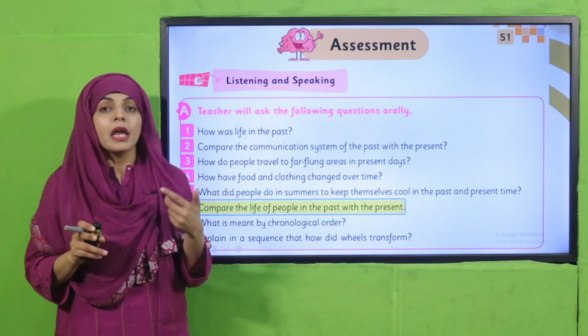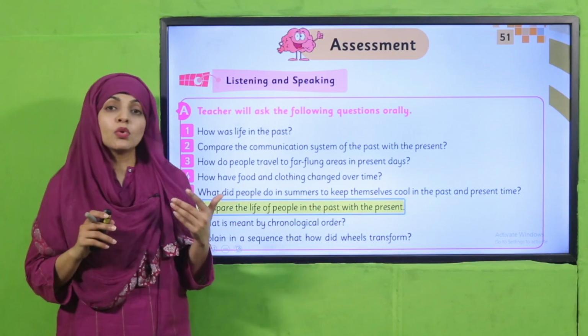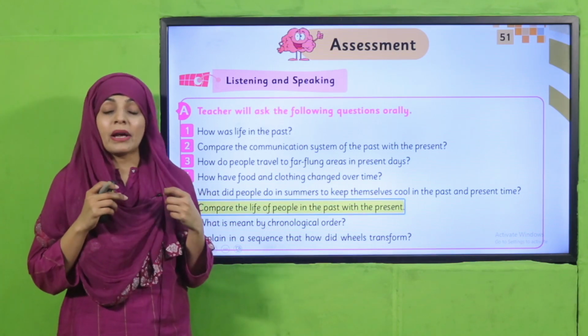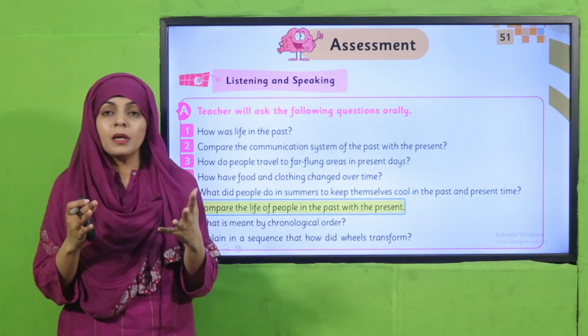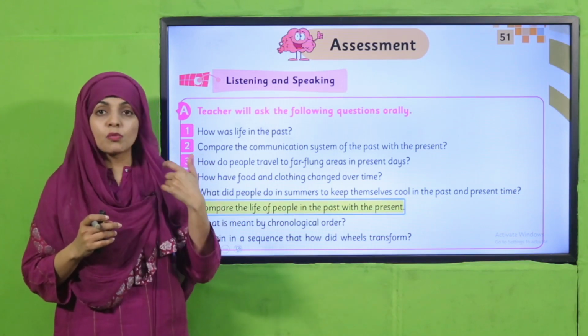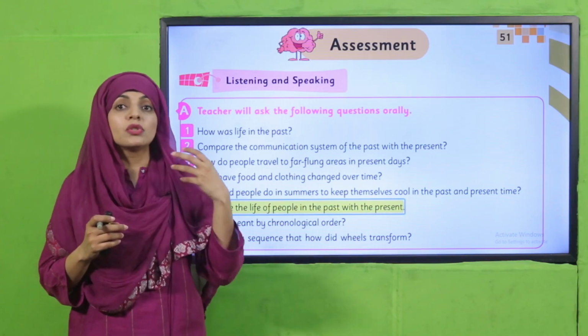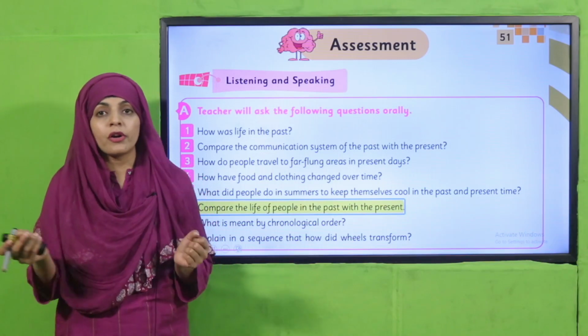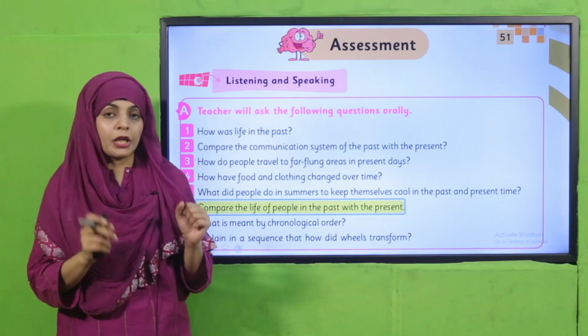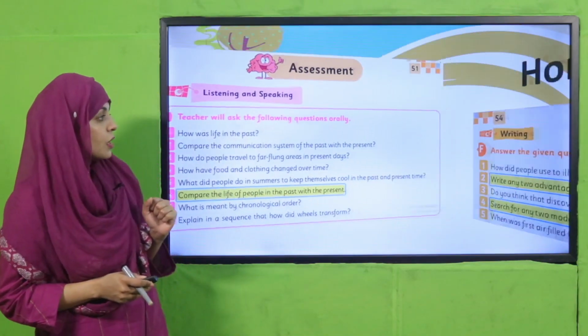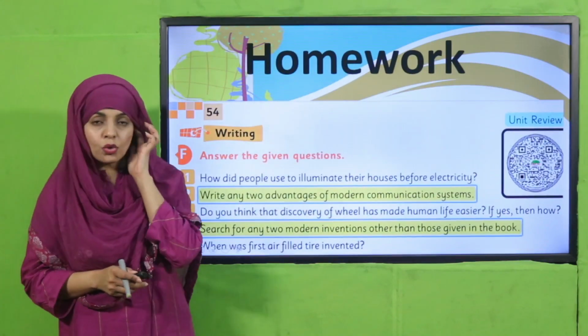cars, and aeroplanes. In older days, people used to communicate by writing letters, and nowadays people use mobile phones for calling, they use emails, they use video calls for their communication. So this is it. Now is the time to note down your homework.